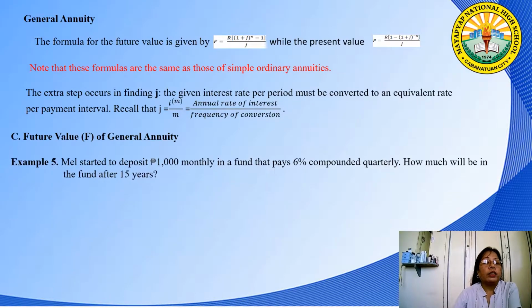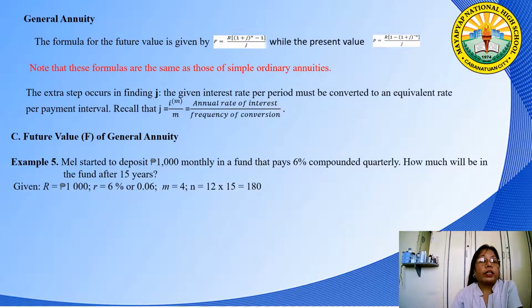Mel started to deposit 1,000 pesos monthly in a fund that pays 6% compounded quarterly. How much will be in the fund after 15 years? So first step is to identify all the given values, where R equals 1,000, I equals 6% or 0.06, M is 4, and N is 180 because N is calculated as the product of M and T, where M is 4 and T is 15 years, so that is 180. Then you are asked to solve for the future value.